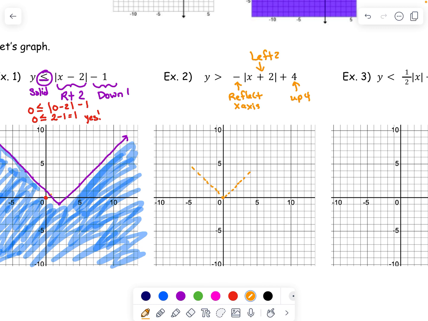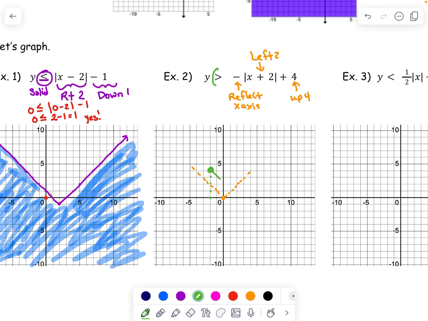The key is just really the vertex in this case. So we are going to take that vertex. We're going to take it to the left 2, 1, 2, and up 4. 1, 2, 3, 4. So our new vertex will be right here. It's also going to be reflected. So instead of going up, we're going to go down. So we're going to use that same slope, but instead of going up, we're going to go down.